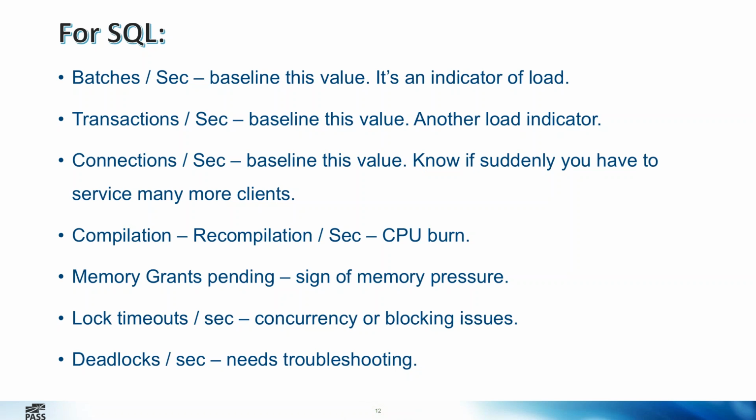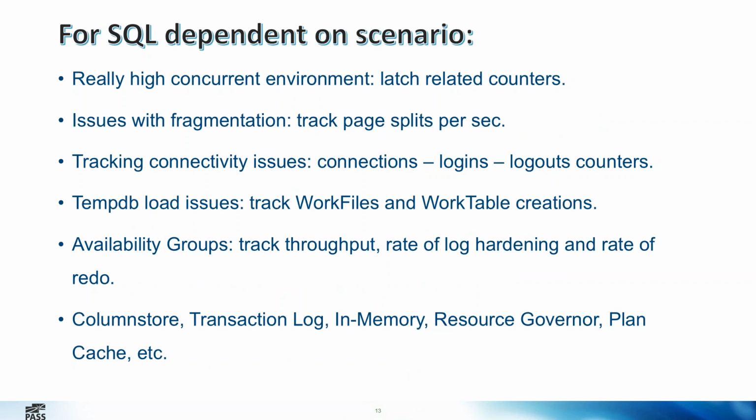It might be that just one deadlock is not a big deal, but it means something. It means that there's probably either some transaction code or some indexing that could be better, right? So these are just the general ones that I would suggest to track in the vast majority of situations. But SQL Server has many different types of features and scenarios and workloads that can come up, right?